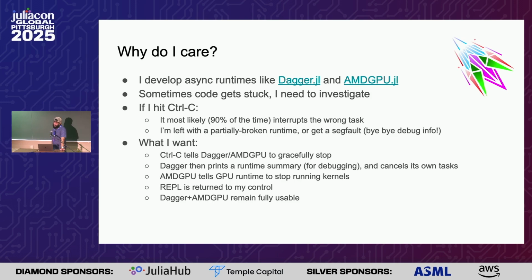What I really want is I hit Control-C, and Dagger and AMDGPU and other libraries get the chance to gracefully stop, clean themselves up, do what they want. They can do things like print a little debugging summary of what was happening in the runtime. You could tell the GPU, please nicely stop these kernels from running. I get the REPL back, and my libraries still work fine.